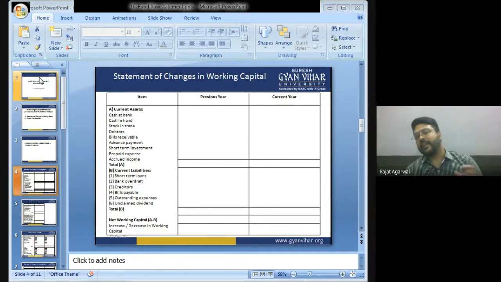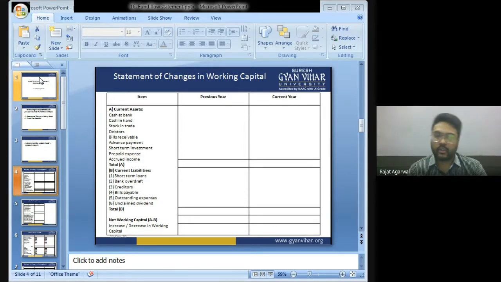First of all, we will write the item. Then there will be three columns: item, previous year and current year. On the item side, we will first write all the current assets. I have just given you some examples of current assets here, like cash in hand, cash at bank, stock in trade, debtors, bills receivable, advance payment, short-term investment, prepaid expenses, accrued income. So these are some examples.